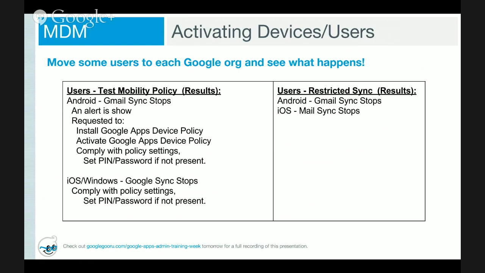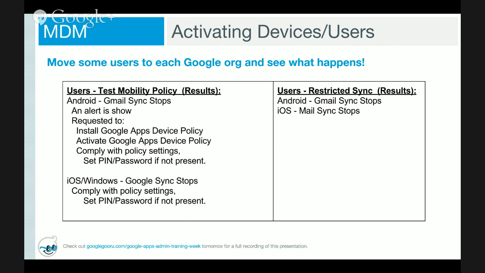I take that iPhone user and I put them into this new test mobility policy, and what happens? Almost instantly, their phone pops up and says, hey, you have to set a password. And that's it. There's no additional software to load, no additional things to reconfigure. If they already have a PIN or password, there's nothing to acknowledge, and they have no idea.